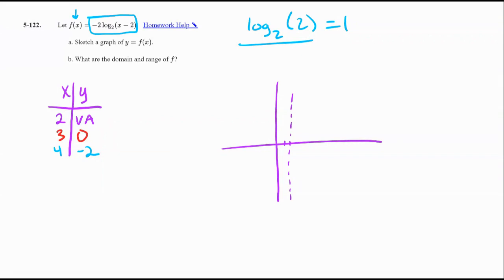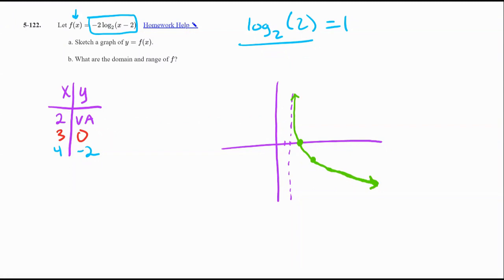So this is kind of enough points here to graph. So I have my vertical asymptote. I go to 3, and that's my first point. 4 and -2 is my second point. So I get my negative log function that looks kind of like this. Sorry for the not so straight line. And there is my general graph.